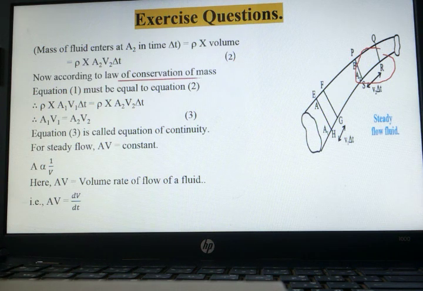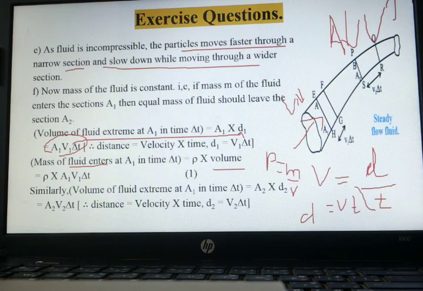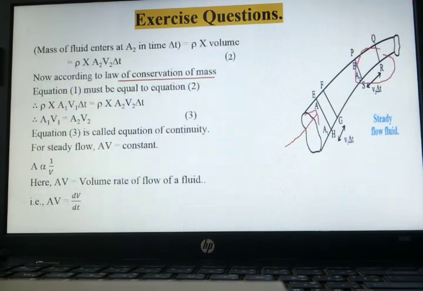But according to the law of conservation of mass, mass is neither created nor destroyed. So whatever we have got in equation 1 can be written as equation 2 as well. So we get rho into A1 V1 delta T is equal to rho into A2 V2 delta T. This whole term rho delta T will get cancelled. So ultimately we will be left with A1 V1 is equal to A2 V2. Equation 3 is called the equation of continuity. What is equation 3 called? Equation of continuity. For a steady flow, AV is equal to constant.